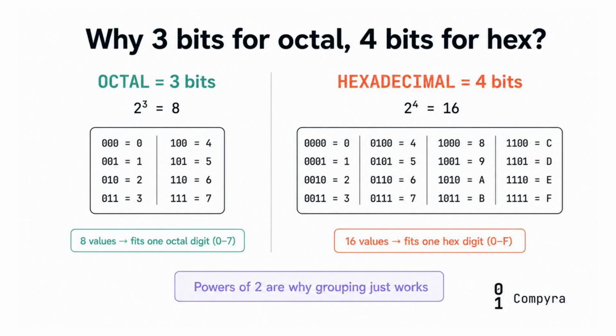So a fixed group of binary digits always maps to exactly one digit in the new base, with no leftovers and no math. Compare this to converting binary to decimal, which is base 10. 10 isn't a power of 2, so the grouping trick doesn't work, and you actually have to do real arithmetic. That's why programmers love hex and octal. They line up with binary perfectly.